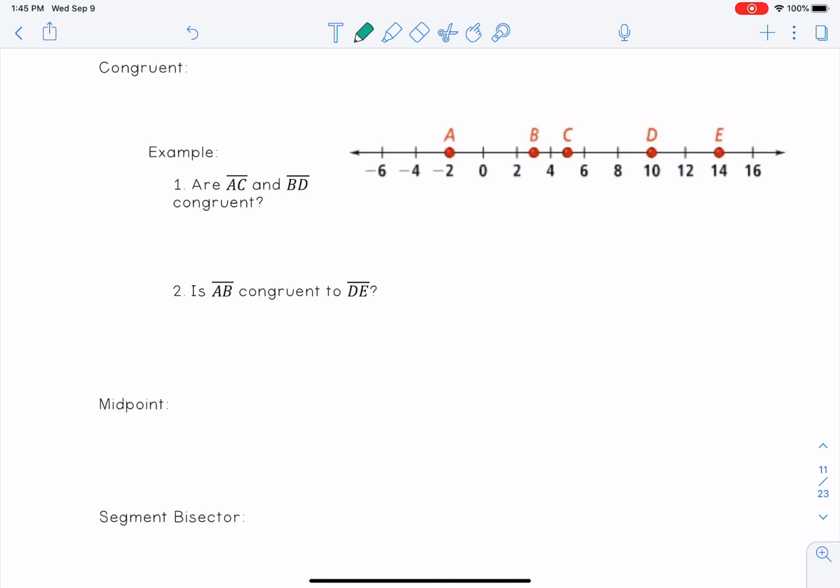Next up, we're going to talk about something called congruent. We use this little symbol, and it means that two segments have the same length. So let's try it out.